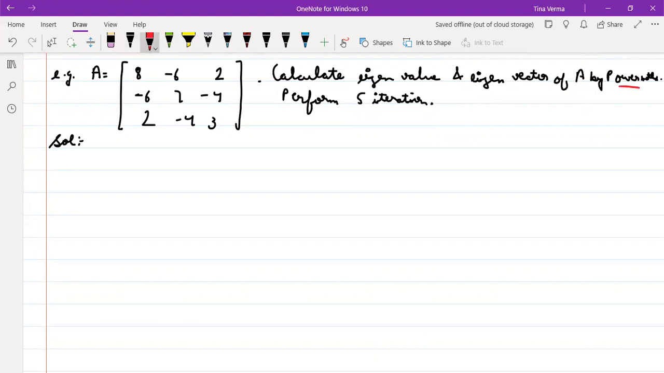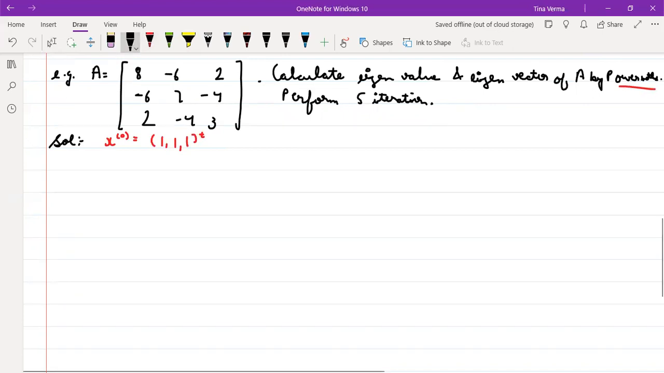Because we have to use the power method, we have to start with an initial approximation. We can start with any initial approximation so that the norm becomes 1. This is a 3 by 3 matrix, so I can take the vector as 3 by 1. This is your x.